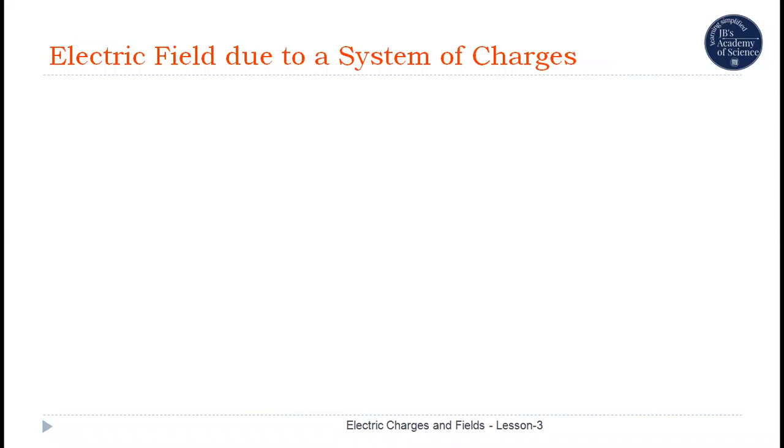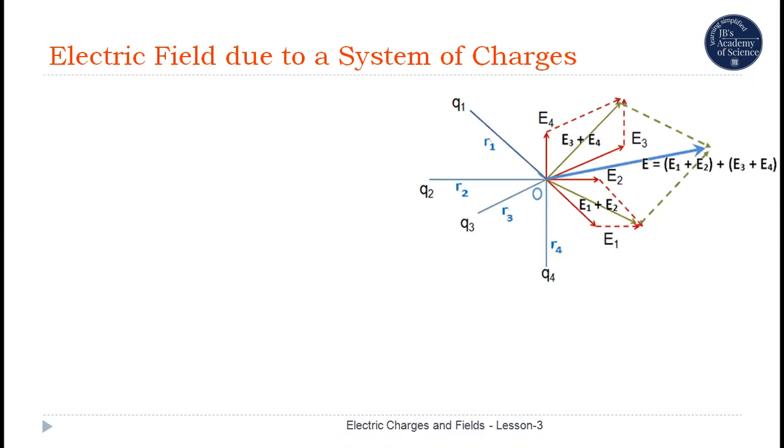Electric field due to a system of charges. We have learned electric field due to a single charge. Now let us consider a group of charges, or a system of charges. For our convenience, let us take Q1, Q2, Q3 and Q4, 4 charges. We have to find the electric field intensity at point O due to all 4 charges. Let R1, R2, R3, R4 be the distances of these charges from the point O.